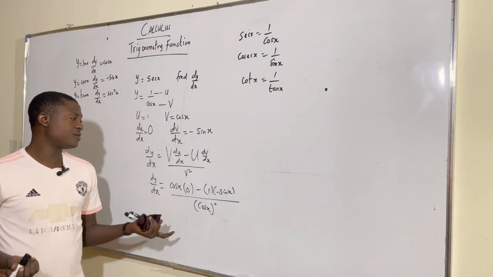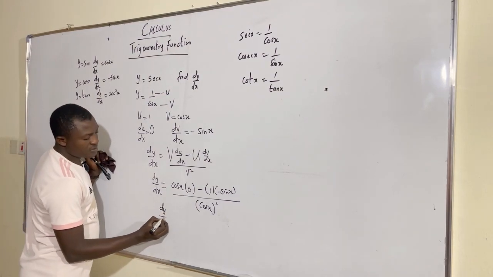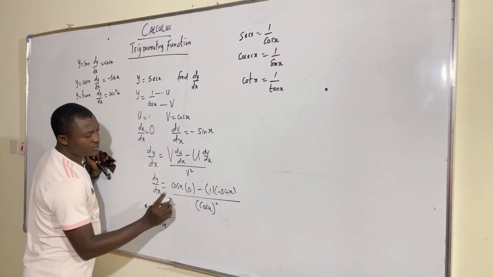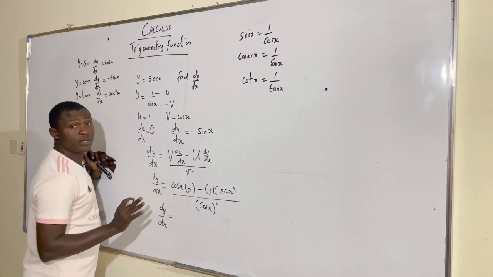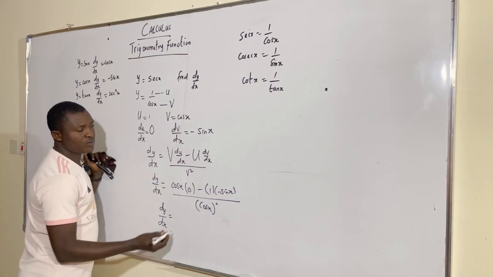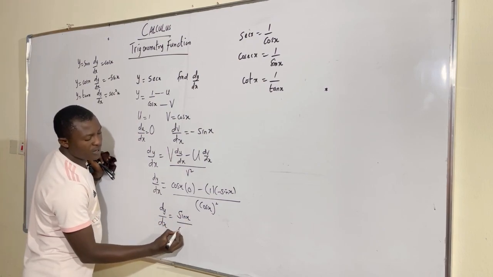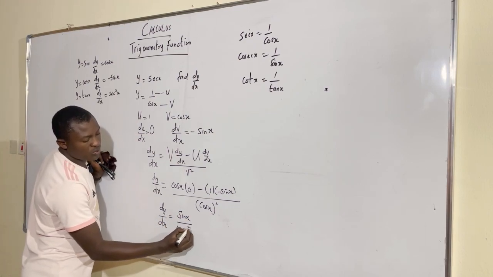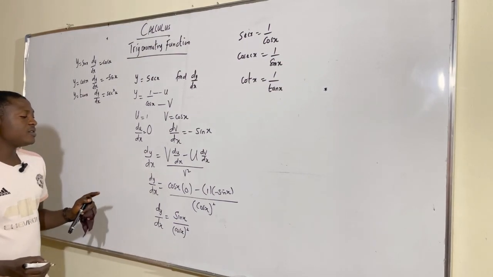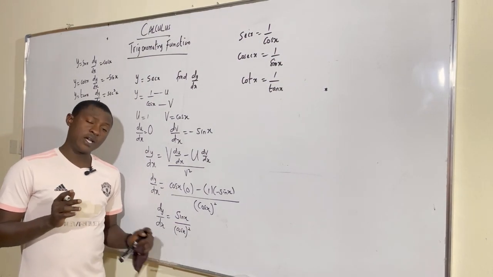So cos x times 0, of course, we are going to have 0. You know that one is going to be 0, right? So now minus times minus, and we have plus. So 1 times sine x, what we have left is sine x over cos x all squared. The meaning of this is that the power here is 2, that means we have 2 cos x.